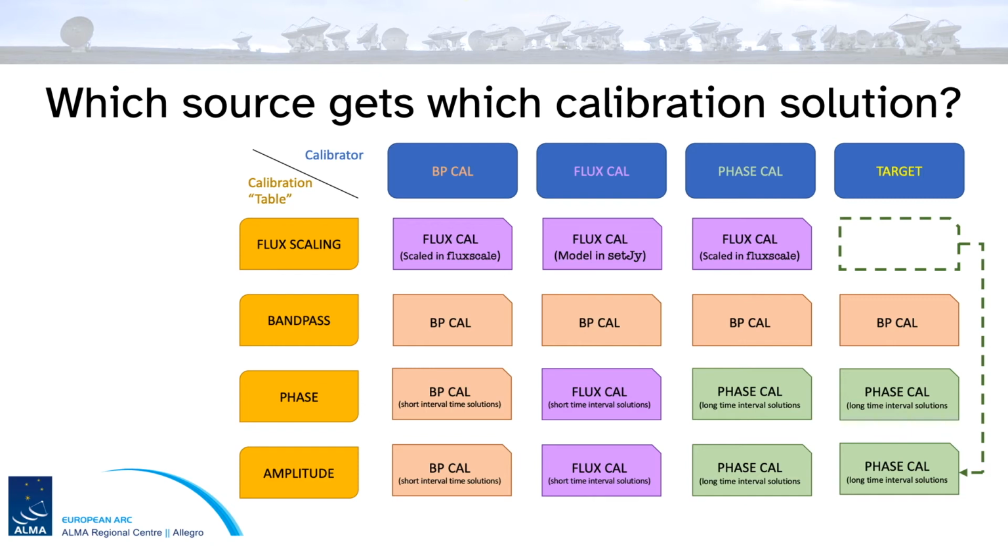This table summarizes which calibration corrections are applied to which source. The flux scaling, obtained from the flux calibrator, is applied to all other calibrators. The bandpass, obtained from the bandpass calibrator, is applied to all sources. The phase and amplitude corrections are obtained from each of the calibrators and applied to themselves. The phase and amplitude corrections from the gain calibrator are applied to the target.